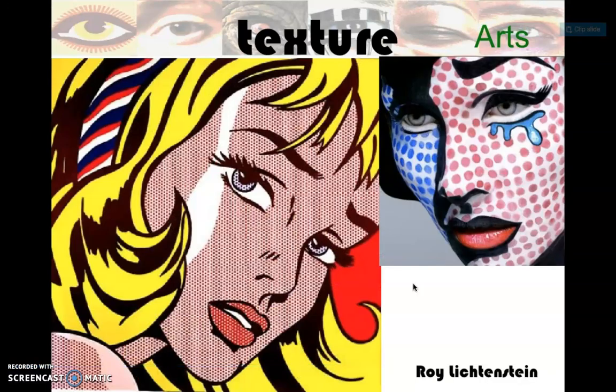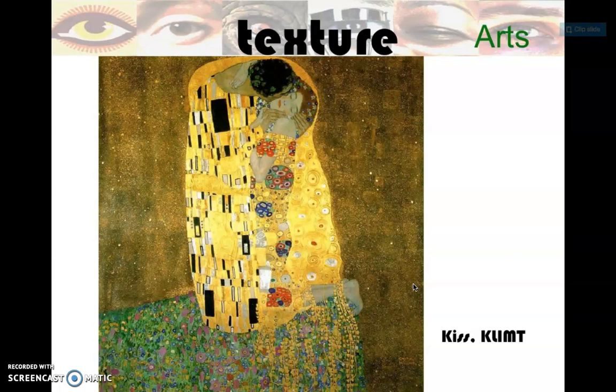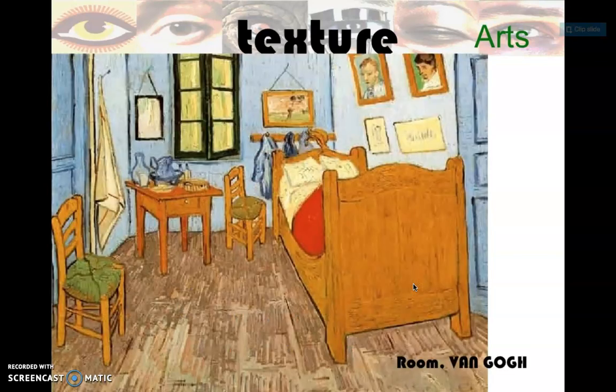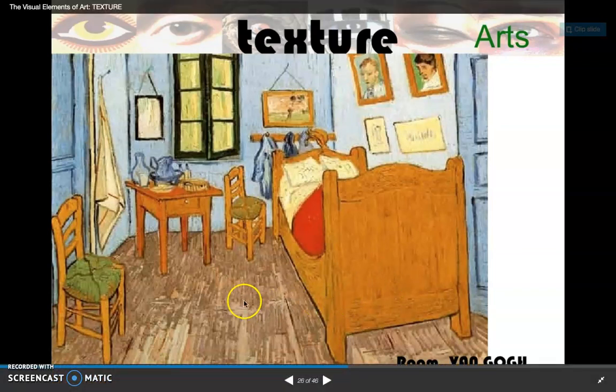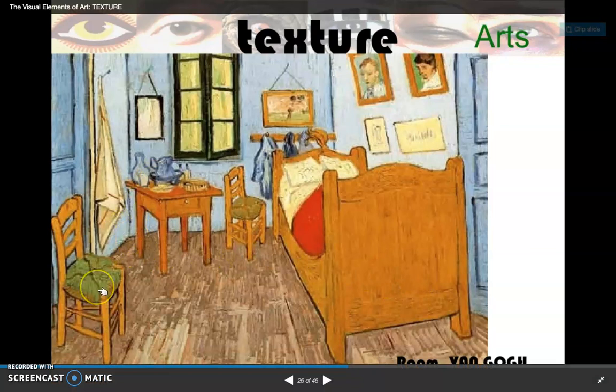Some artists use patterns and shapes to do texture. And then this is the painting that we saw last week and that I asked you to find the name of, which is Room in Arles by Vincent van Gogh. And here, even if you were to touch it, you could feel all the paintbrush strokes and the sand and all of that.